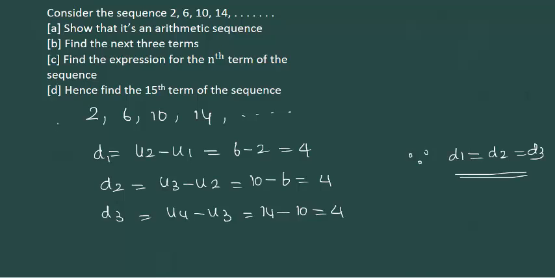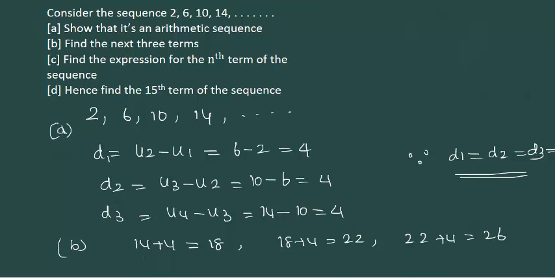The B part, find the next three terms. How can we get the next three terms? Since the common difference is 4, as we identified, add 4 to the last term given, that is 14 plus 4 is 18, 18 plus 4 is 22, and 22 plus 4 is 26. So the next three terms are 18, 22 and 26.